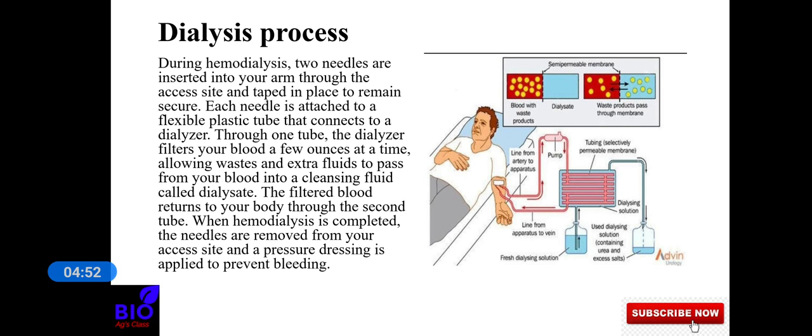The filtered blood returns to your body through the second tube, and the extra waste that comes out of your blood is also stored in another tube, or you may call it another pot. When hemodialysis is completed, the needles are removed from your access site and a pressure dressing is applied to prevent bleeding. So that's the process of hemodialysis.